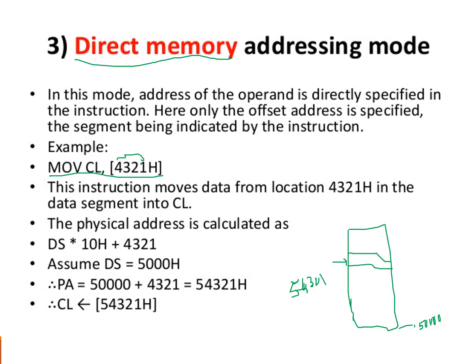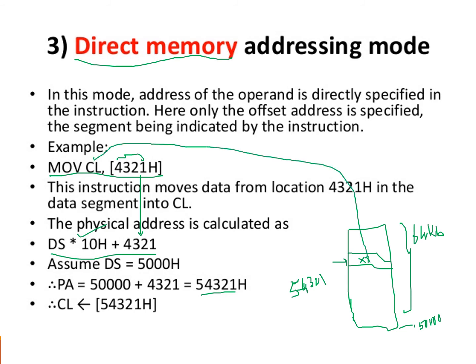How do we calculate this address location? As clearly mentioned here, the base address multiplied by 10 and added to this offset address together will generate the physical address location. This physical address location is one of the memory locations of the 64 KB of the data segment. From there, whatever data is available in that particular location, let us consider the data available here is some XX, because all are 8-bit locations, so 8-bit data. This XX data will be copied into the CL register.